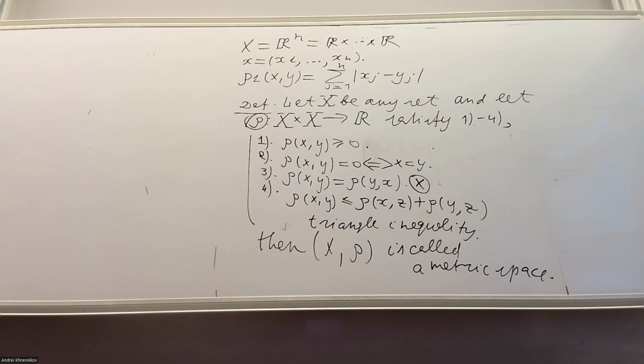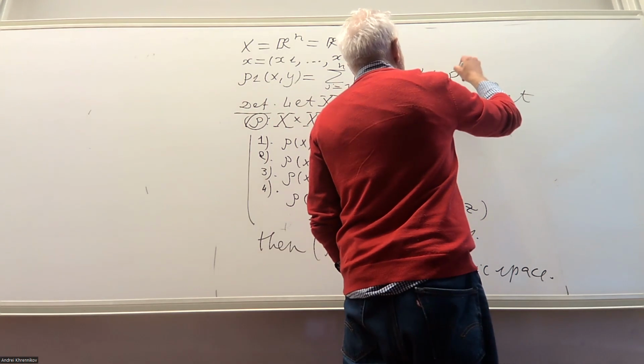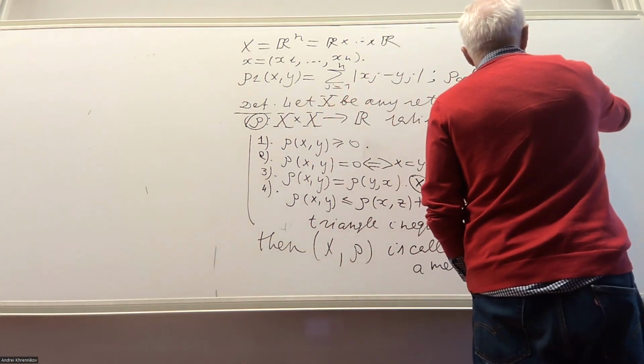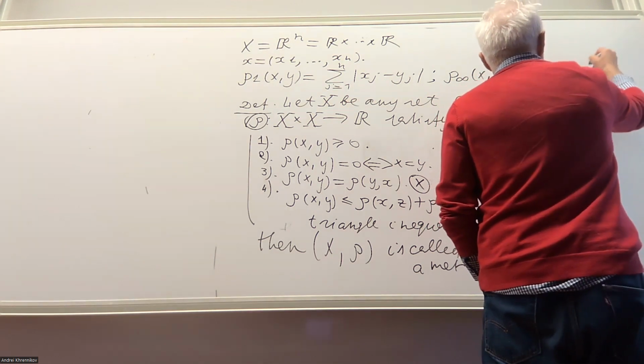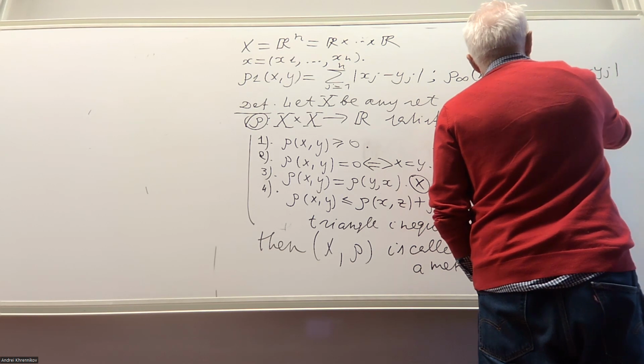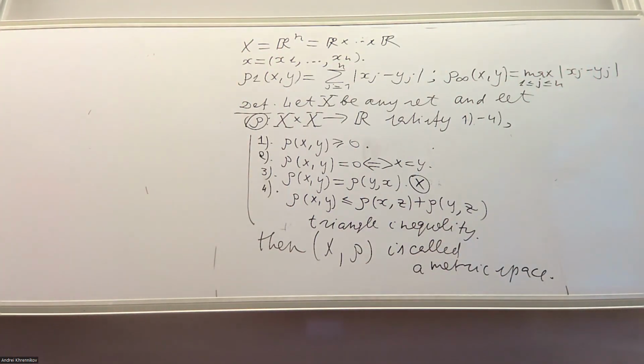We can introduce another distance, rho infinity of x, y. It is the maximum over j of |x_j minus y_j|. So it is also a distance.